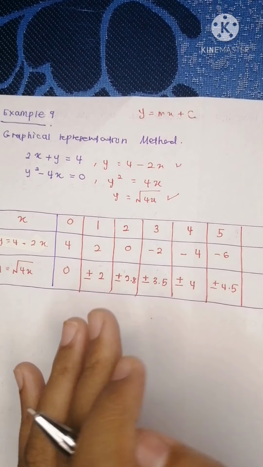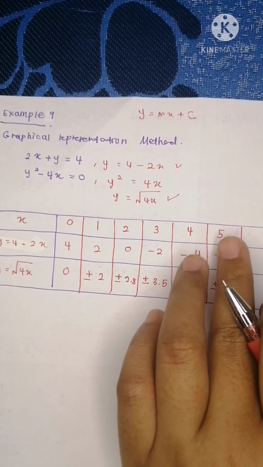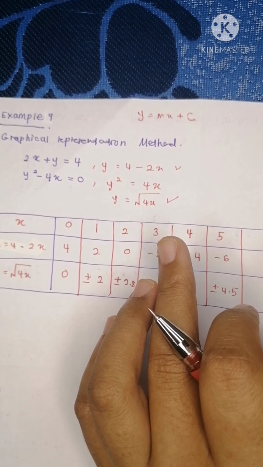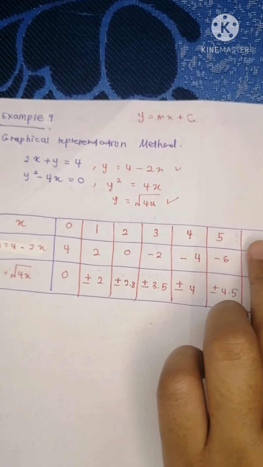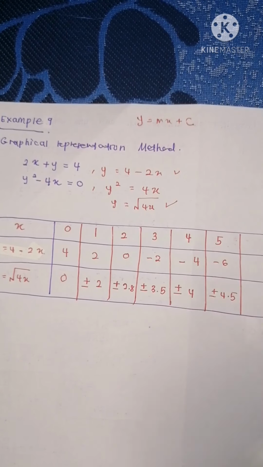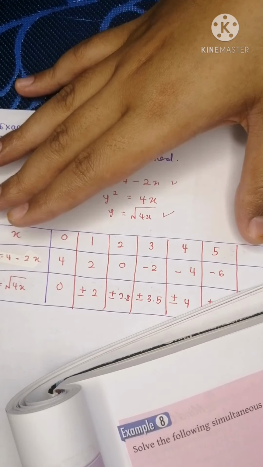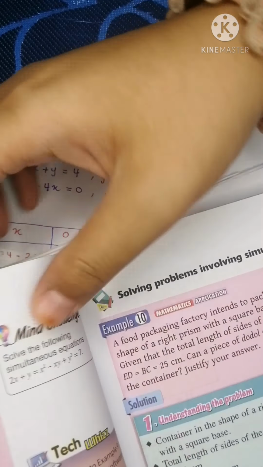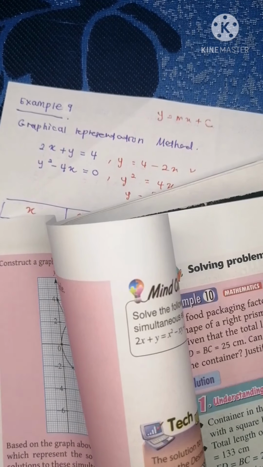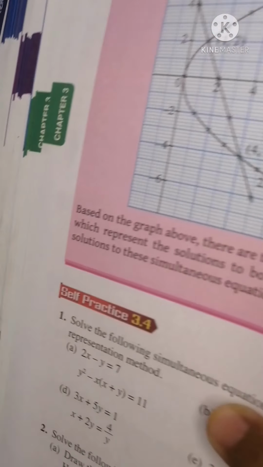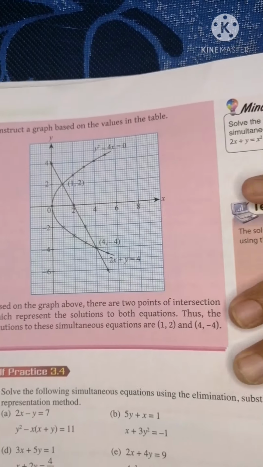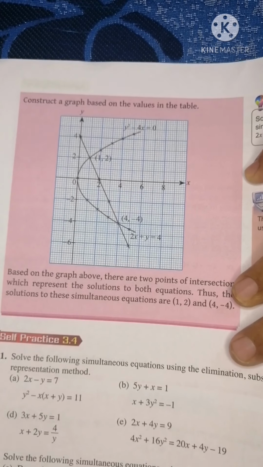Let's plot the graph now. After you make a table, you need to plot a graph. If you want to plot a graph, make sure you use your graph paper. You cannot sketch like that, because we want to find the value of the unknown x and y.